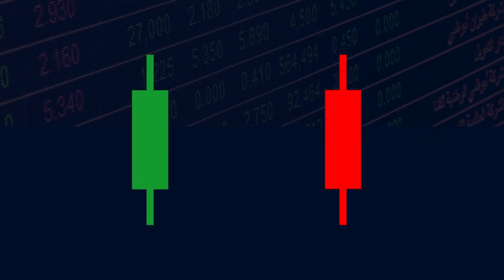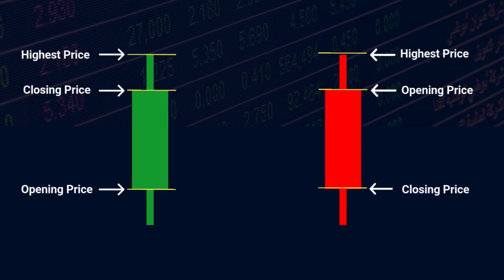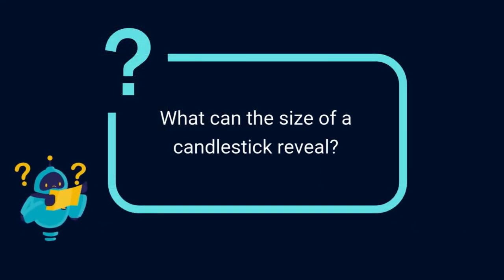For a green candlestick, the bottom of the body represents the opening price, while the top shows the closing price. For a red candlestick, the top of the body represents the opening price, while the bottom shows the closing price. The highest end of the upper wick marks the highest price, and the lowest end of the lower wick indicates the lowest price. What can the size of a candlestick reveal?